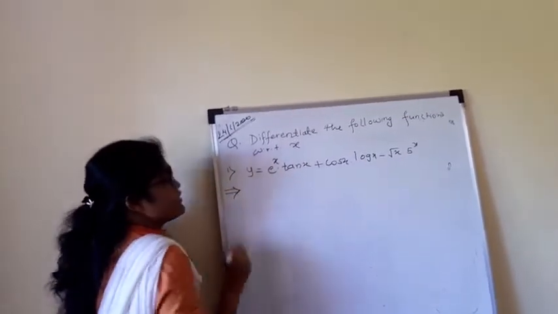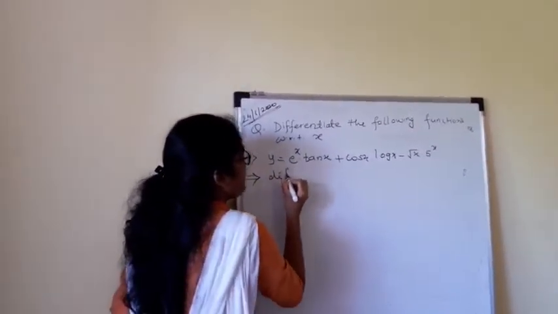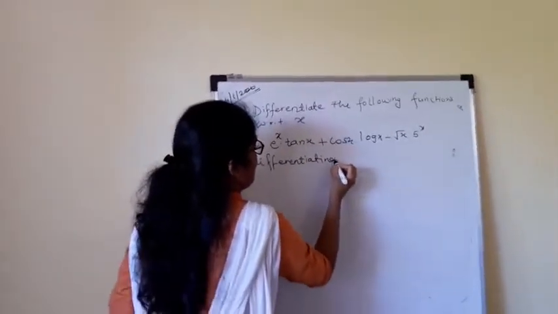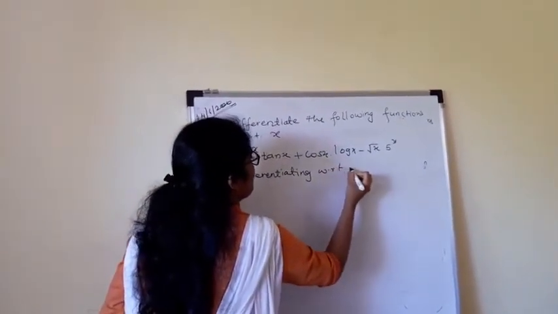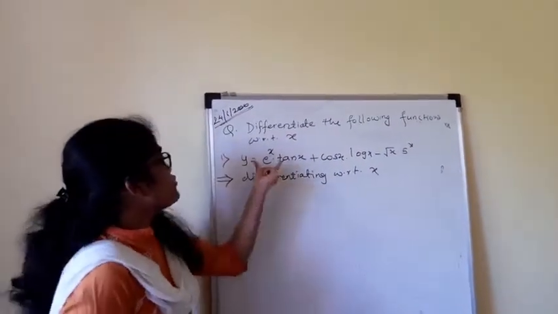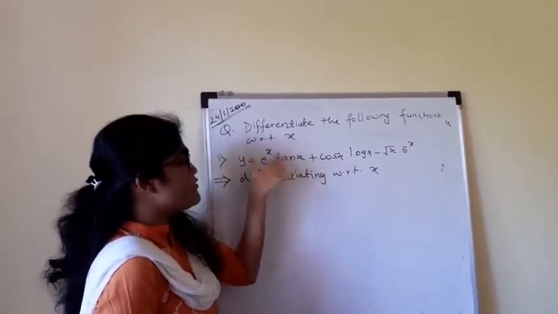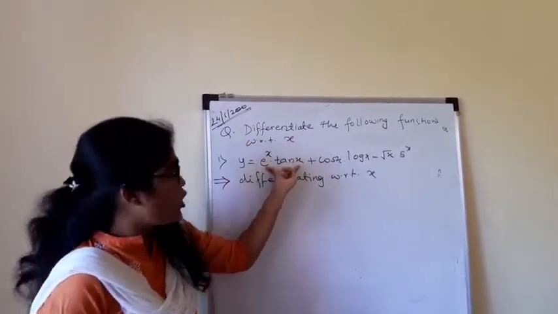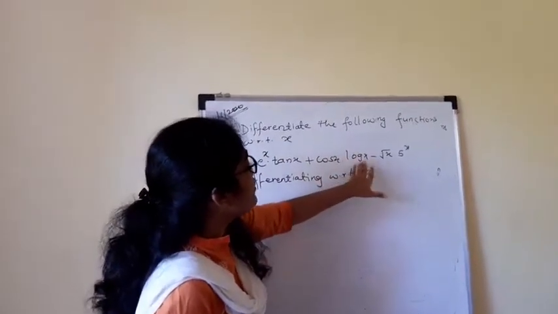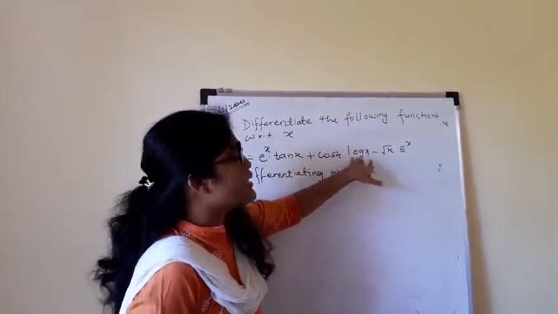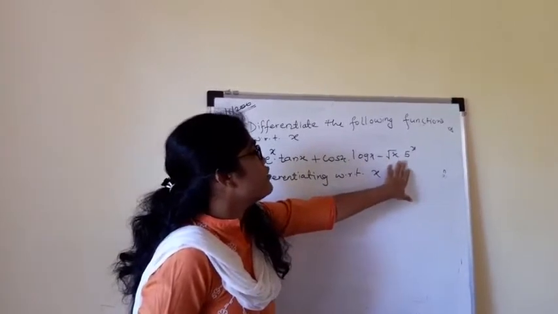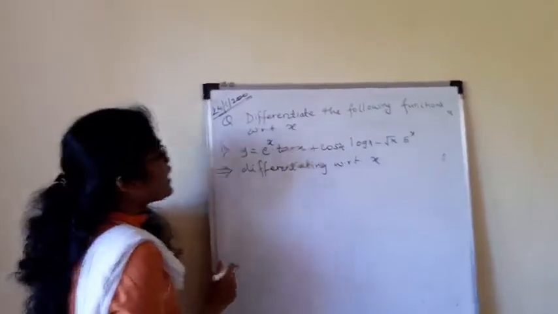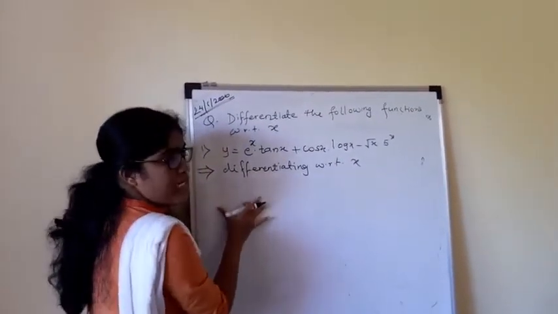So its solution, differentiating with respect to x. Now see here students, in this given function, e raised to x and tan x both are in product. Here also cos x and log x, these functions are in product, and here also product of these two functions, root x into 5 raised to x.